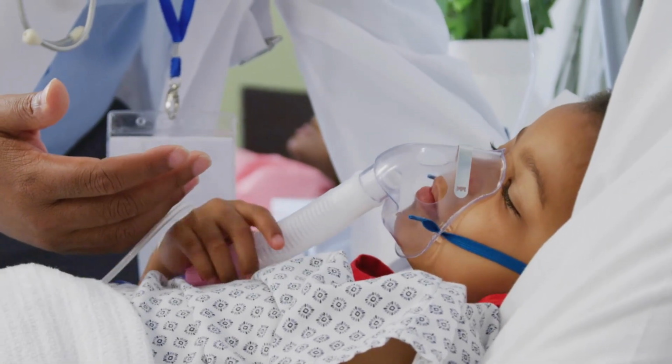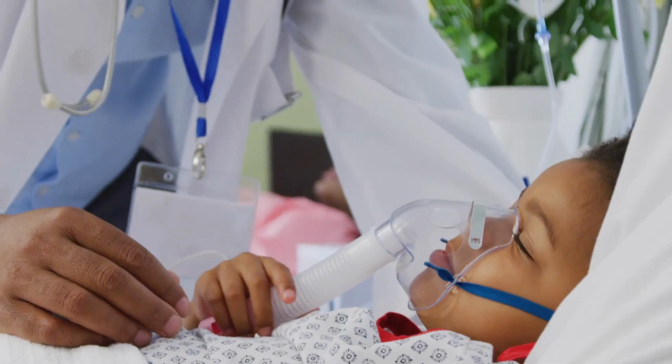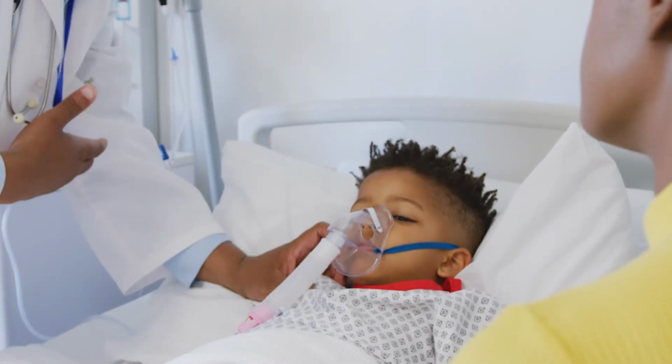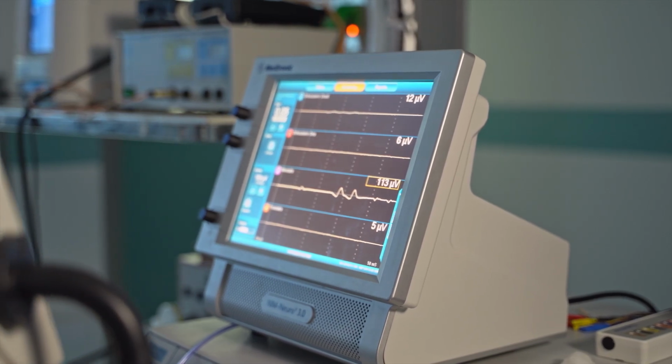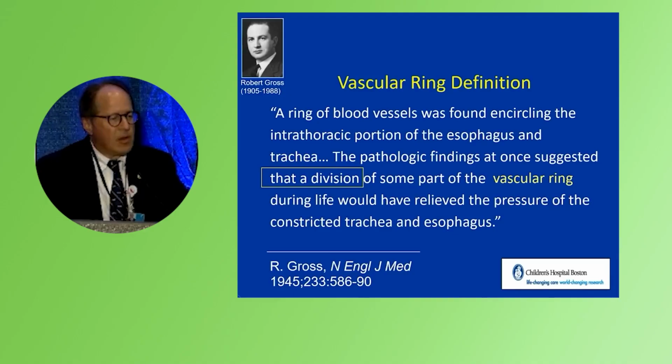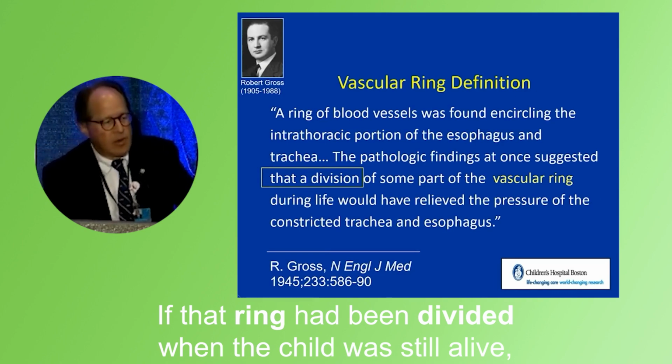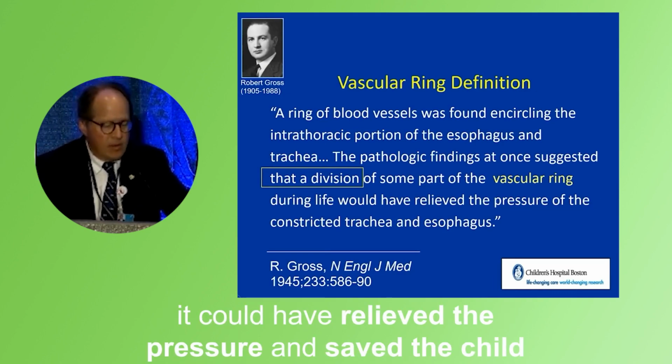Robert Gross was a pathologist, and while as a resident, he saw a case of a child who had died from a vascular ring anomaly from a double aortic arch. And he was pretty sure he knew a surgical fix for this child that could have saved their life. Gross, at that time, noted as a pathology resident that if that ring had been divided when the child was still alive, that it could have relieved the pressure and saved the child.